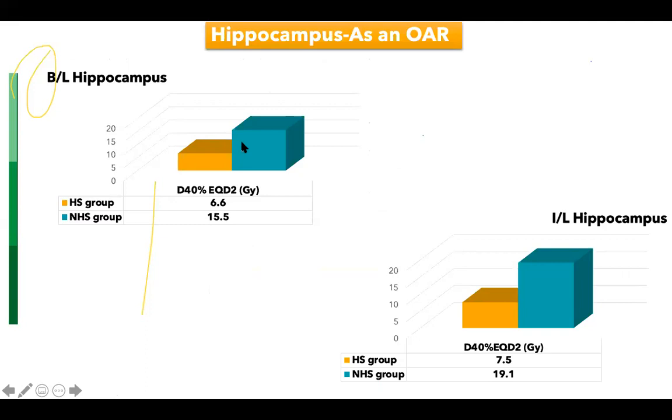This has been done by one of our residents, Manish, who's now in Tata Memorial. So he had done this work. We used to not spare the hippocampus, and then we started sparing the hippocampus, and it made a big difference. There was a significant impact on the constraint that has been given by Vinay Gandhi, which is D40% EQD2 should be less than 7.3 gray.